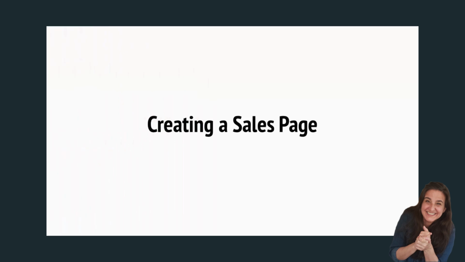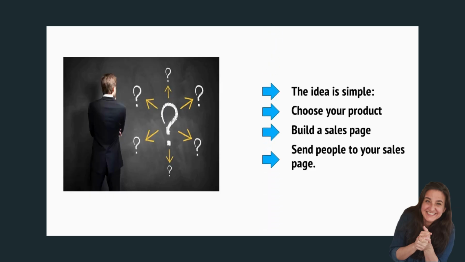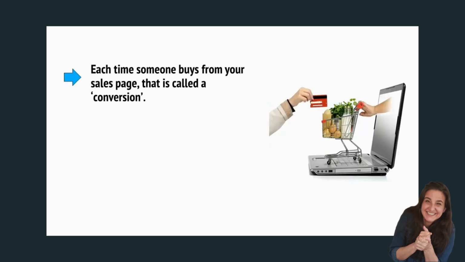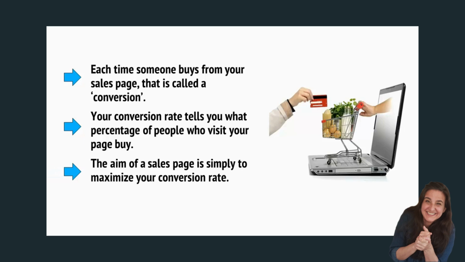Now, the first thing you need to do is to create a sales page. A sales page is essentially a single web page that has a singular purpose, selling one product to your audience. The idea is simple: choose your product, build a sales page, send people to your sales page. That's it. Each time someone buys from your sales page, that's called a conversion. Your conversion rate tells you what percentage of people who visit your page actually buy. The aim of a sales page is simply to maximize your conversion rate.